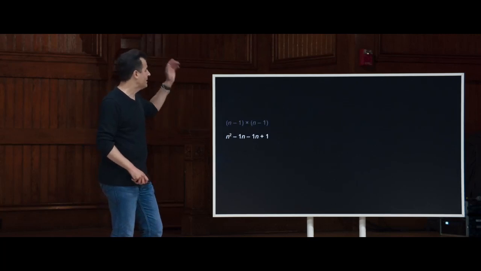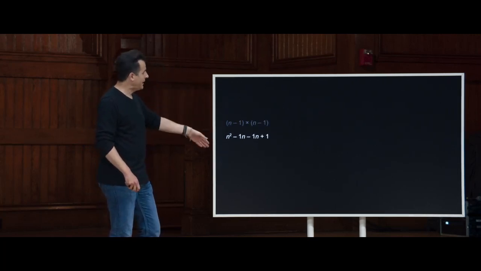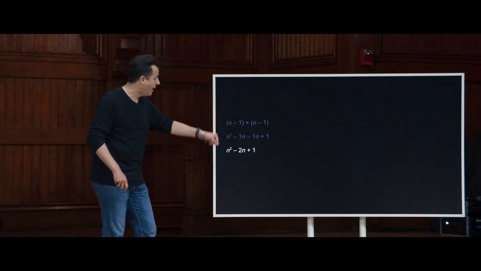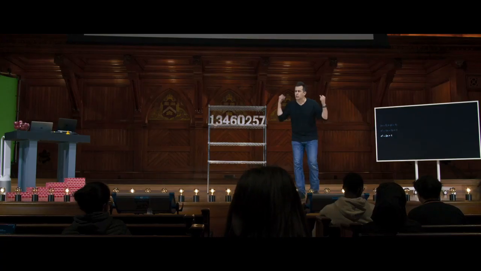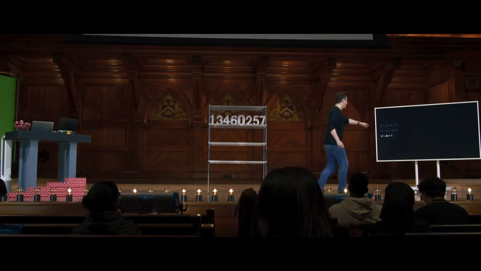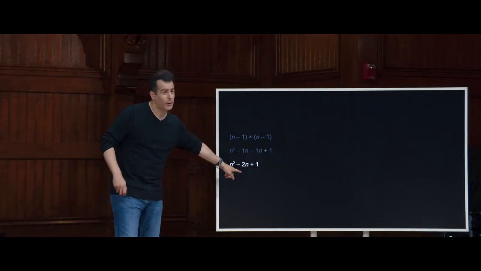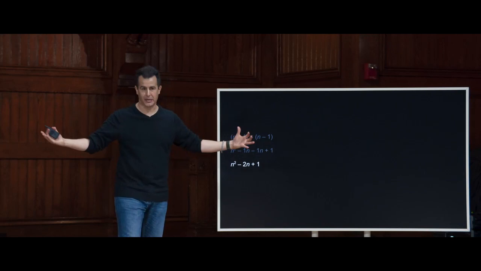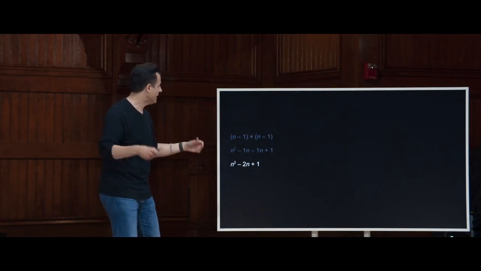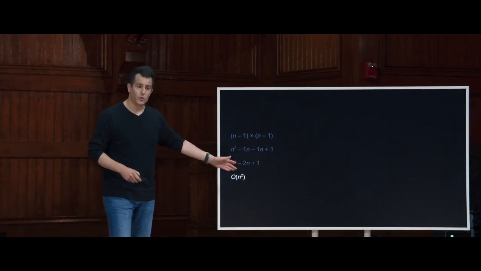Now we've got our old FOIL method. So n squared minus n plus 1. Combined like terms gives us n squared minus 2n plus 1. But now let's think like a computer scientist. When n gets really large, we definitely don't care about the plus 1. When n gets really large, we probably don't even care about the minus 2n. It will make a mathematical difference, but a drop in the bucket once n gets to be in the millions or billions. So this would be on the order of what, similarly? On the order of n squared as well.